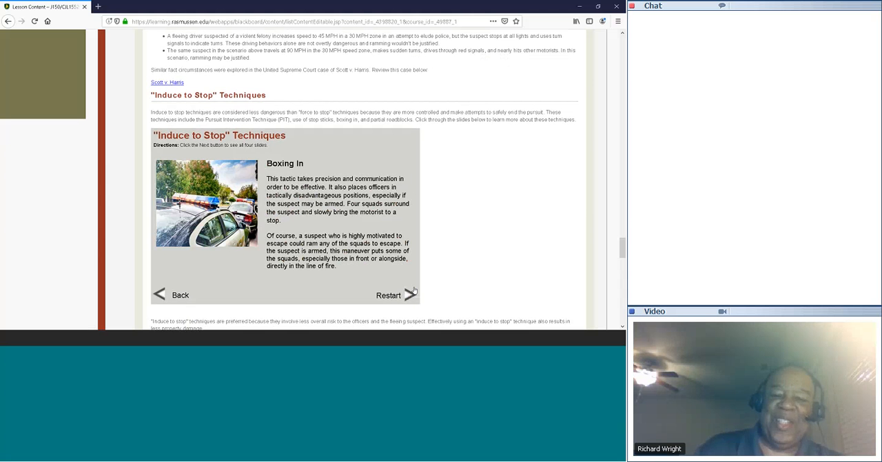Boxing in. This is a technique where there are vehicles on all sides, and it causes the individual to come to a stop. And then, of course, it says a suspect who is highly motivated to escape could ram any of the vehicles to escape. If the suspect is armed, this maneuver puts some of the squad, especially those in front alongside, directly in the line of fire.